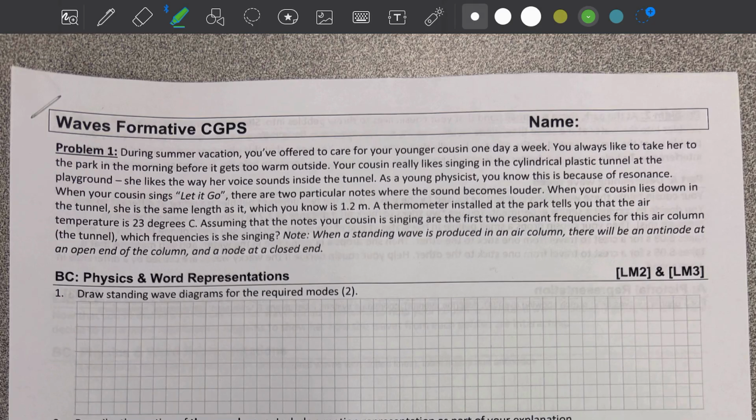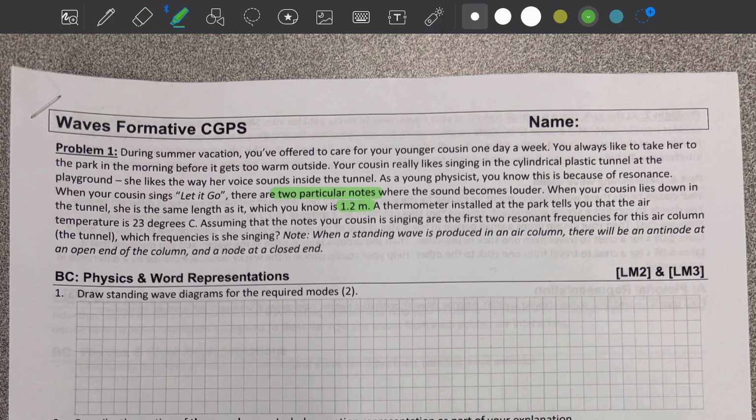When your cousin sings Let It Go, there are two particular notes where the sound becomes larger or louder. So that means there's two specific frequencies that we are looking at for resonance. When your cousin lies down in the tunnel, she's the same length as it, which you know is 1.2 meters. So again, this is something we need to highlight as it will help us solve the problem.